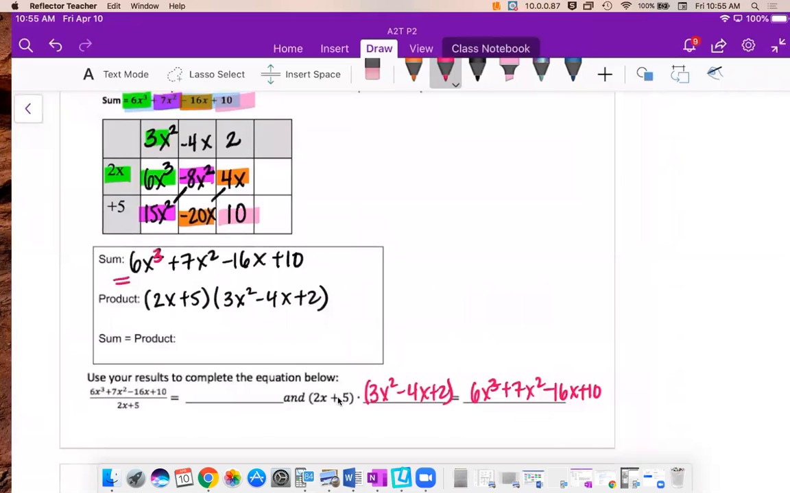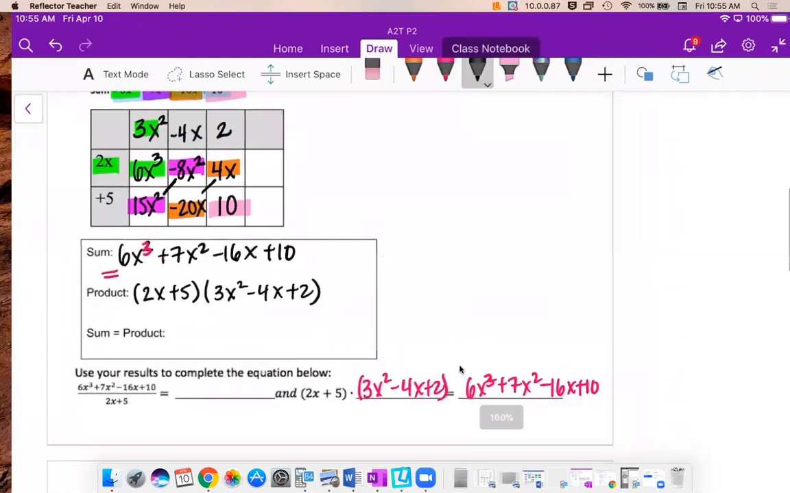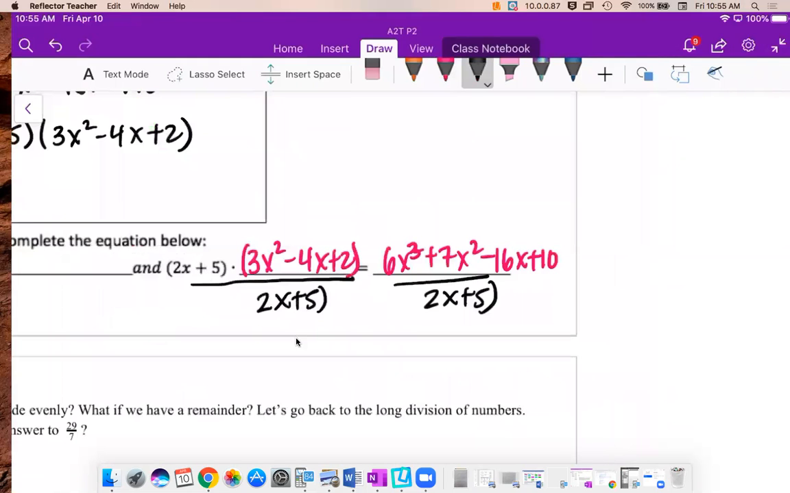So when I multiply these two factors, I get this final answer right here. So now what we really just did is we just did division. If I were to take this side of my expression and divide it by 2x plus 5, and take the other side of my expression and divide it by 2x plus 5, on this side, these cancel out.